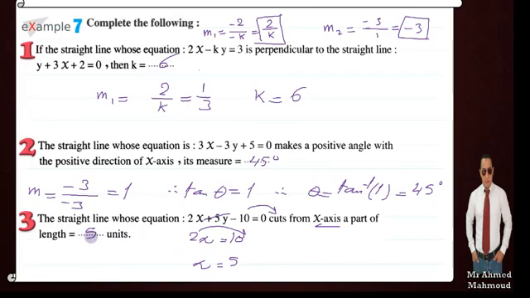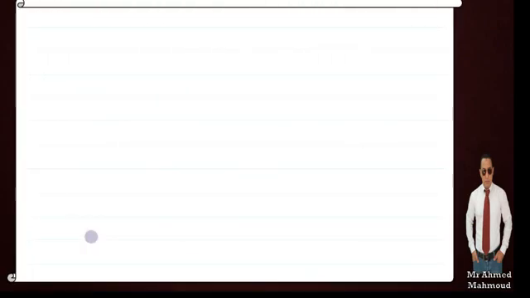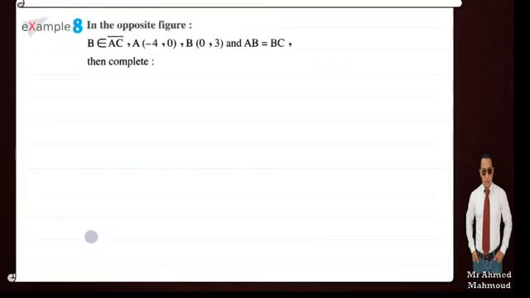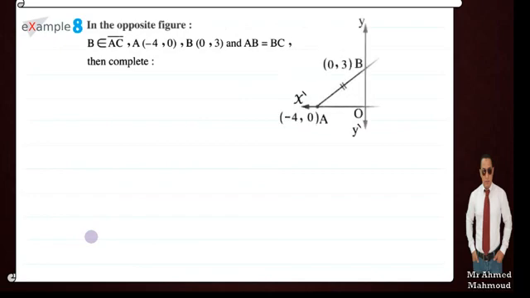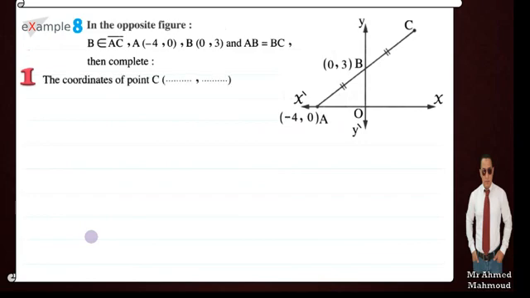Drill 8, example 8. In the opposite figure, as we see here, B belongs to AC, A equals (-4, 0), B equals (0, 3), AB equals BC, then complete the following. Okay, number 1, the coordinates of C. Here I will call C (x, y).